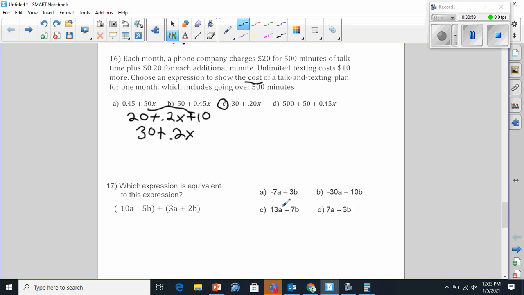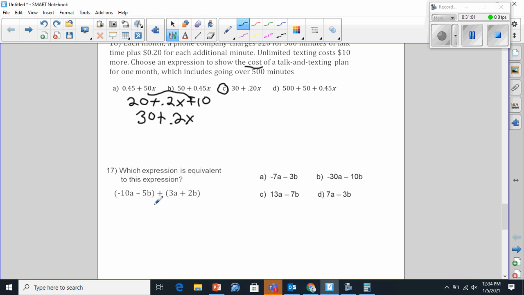All right, which expression is equivalent to this expression? So we're adding expressions. Nothing funny here. We just combine the like terms. I got negative 10a. I'm going to take that 3a and put under it. And since I'm adding everything, that means it stays positive. And then I'm adding 2 over here, so I'm going to add 2b over here.